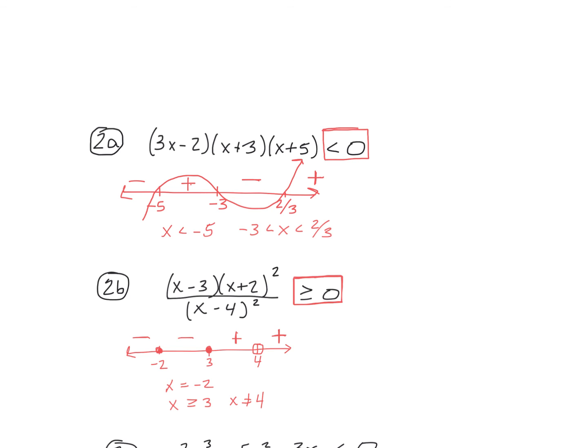And there'd be a couple different ways you could write that solution. But that would be the big thing. You've got to include -2. You have to include +3. And everywhere where it's positive, and you must exclude +4.